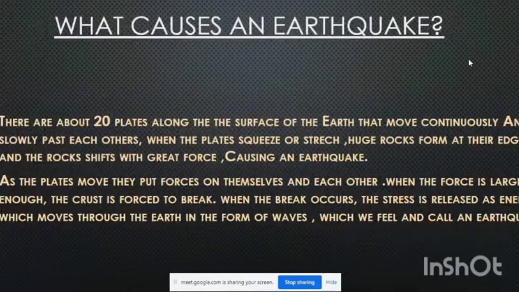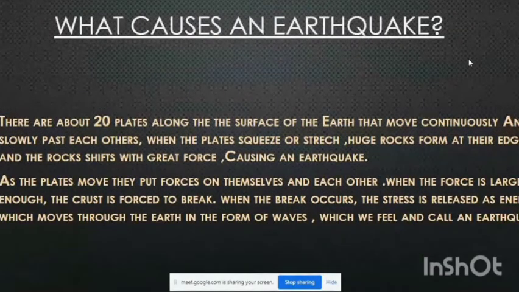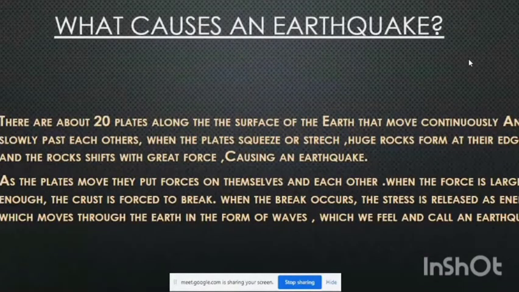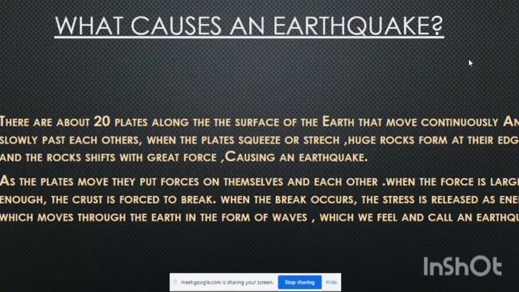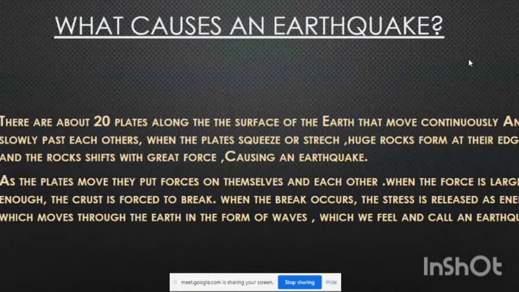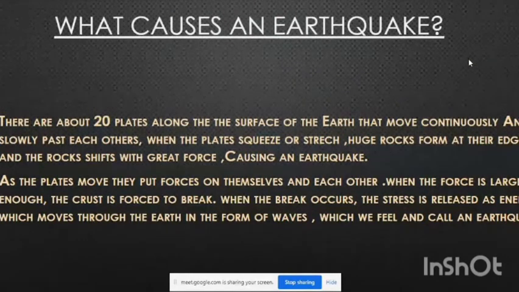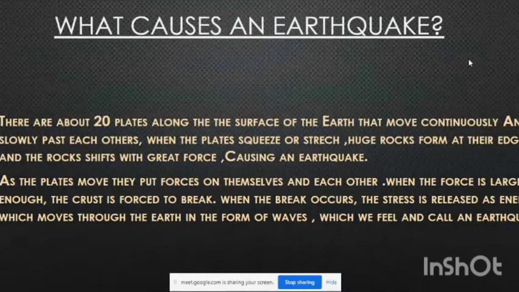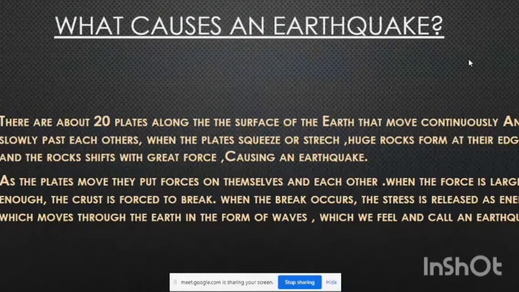What causes an earthquake? There are about 20 plates along the surface of the earth that move continuously and slowly past each other. When the plates squeeze or stretch, huge rocks form at the edges and the rocks shift with great force, causing an earthquake. As the plates move, they put forces on themselves and each other. When the force is large enough, the crust is forced to break. When the break occurs, the stress is released as energy, which moves through the earth in the form of waves, which we feel and call an earthquake.